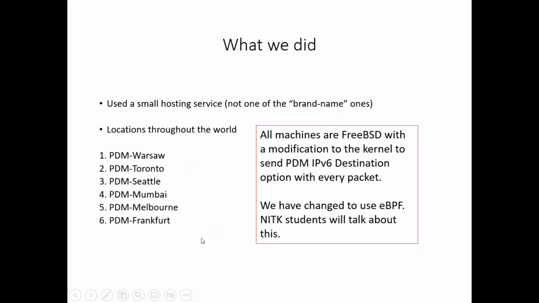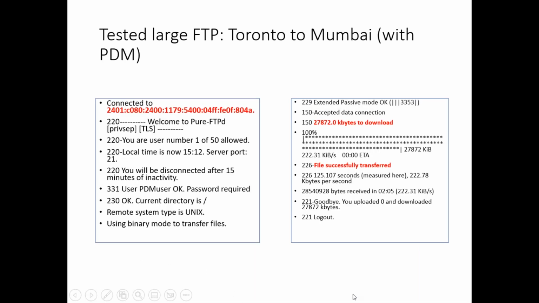So Warsaw, Toronto. The reason we wanted to do that is we wanted to show that things could travel across the core of the internet. And so even though there's not that many sites, it is going across multiple transit networks, multiple ISPs, multiple exchange points, and so forth. In this case, we used FreeBSD with a modification to the kernel. We've now changed to use eBPF, and the students will talk about that.